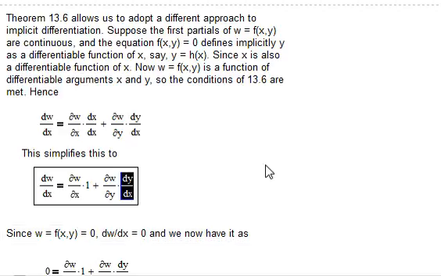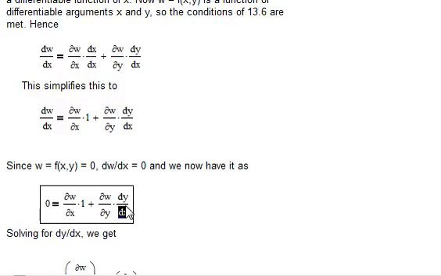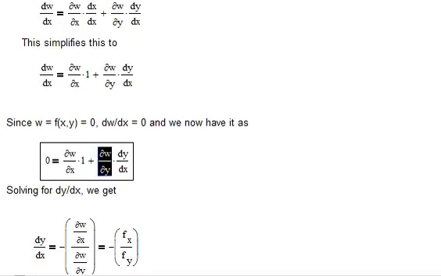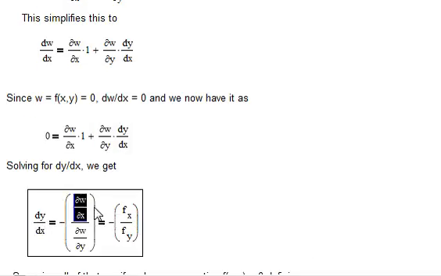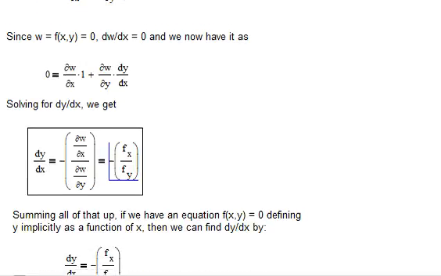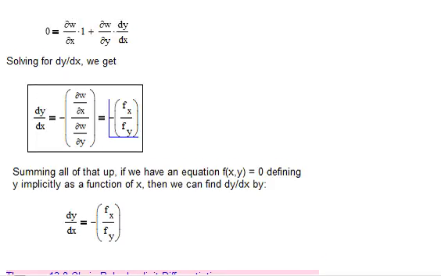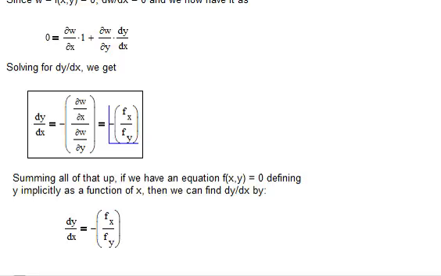And then this can be solved for dy/dx. If we solve for dy/dx, we could subtract this from both sides and then divide by this. And if you do, you would see that dy/dx is the negative of the partial of w with respect to x divided by the partial of w with respect to y. So we could say negative of fx over fy. And that's a different way from implicit differentiation as done in Calculus 1. And so that should make some problems that were originally very hard into problems that are easier.